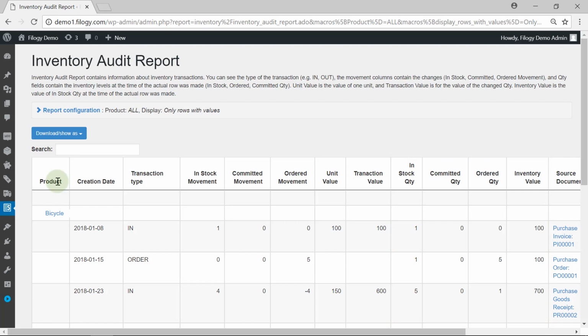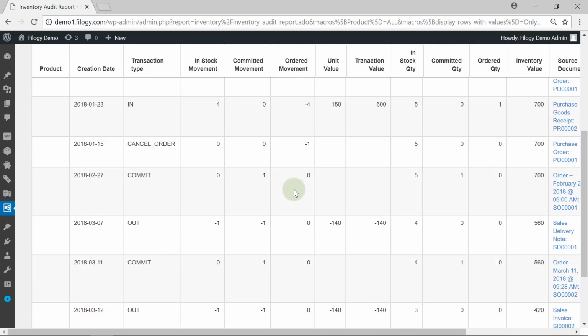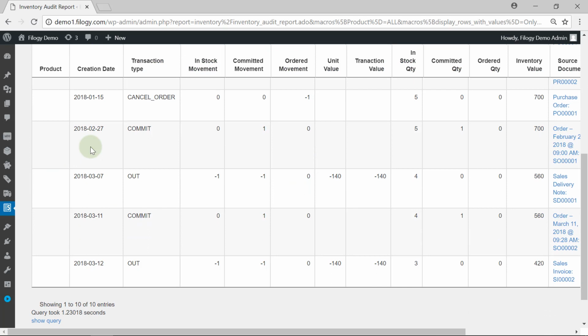In an earlier episode, we've already looked at inventory lines for purchasing products from a vendor. Now we just look at sales. On February 27th, one bicycle was put into a shopping cart. The committed quantity movement is 1, the total committed amount is increased from 0 to 1.